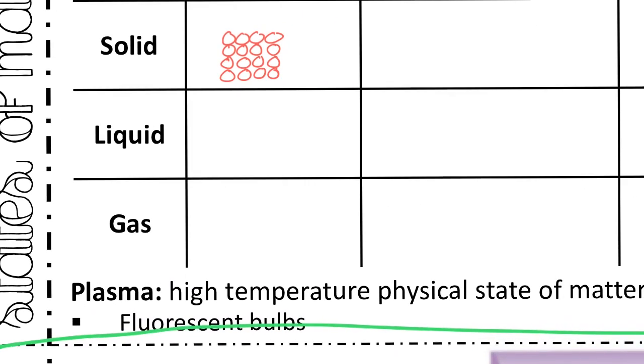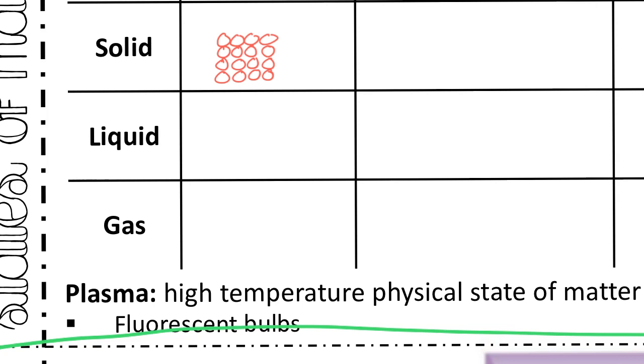For a liquid, if this substance is changing into a liquid, the particles are going to be spaced out a little bit farther. The arrangement is kind of random. Again, the spacing is farther apart. It's going to fill whatever container it's in. So you can see that there's kind of a level here for the liquid.